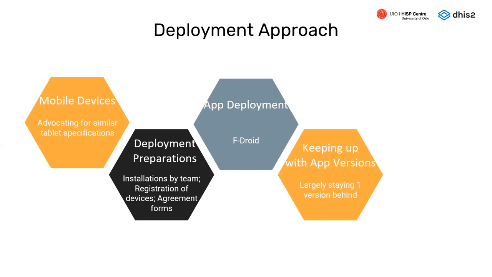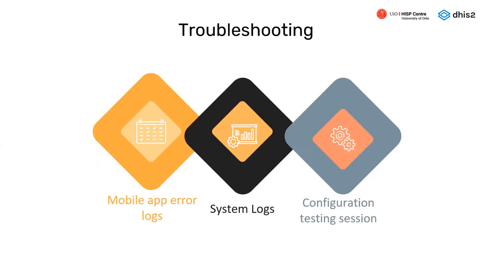In terms of upgrading to various versions, we're largely looking at staying a version behind, just so that we see that things are stable. And then in terms of troubleshooting, because in the field there are a few things that we need to attend to. For example, where people have issues with syncing, we check the sync logs, or in some cases we ask them to send us the sync logs. We also utilize system logs, and then we have configuration testing sessions, mainly to check and validate program rules, because since this is meant to guide service delivery, we have extensive program rules implemented.